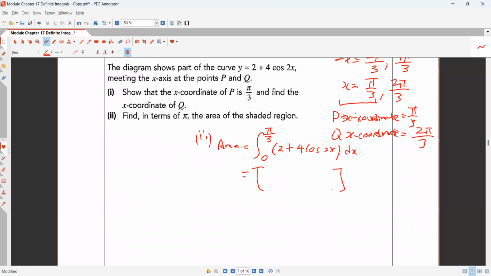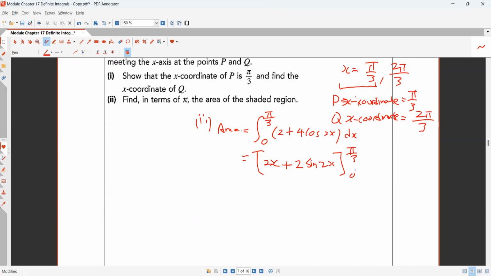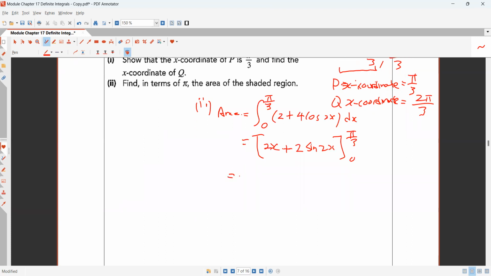Okay, 2 integrate become 2x. 4 cos 2x, so you take 1 over 2, right? So 4 divided by 2, you get 2 in front. So plus 2. Is there a negative? No, so 2. And then the cos 2x become sine 2x, from 0 to pi over 3. Okay, so this will be the integration. Then you just substitute. So 2 times pi over 3 plus 2 sine 2 pi over 3.